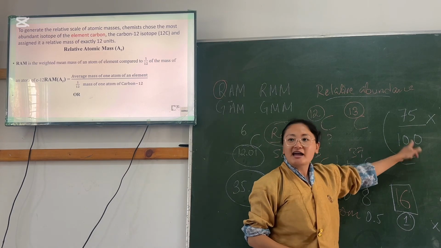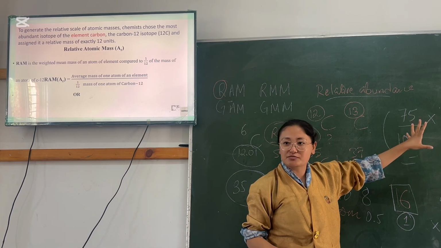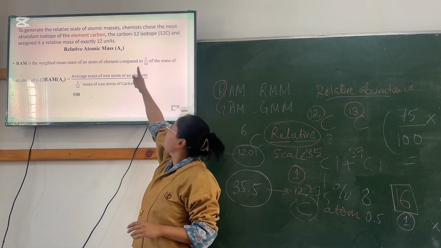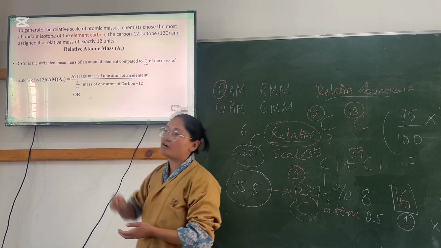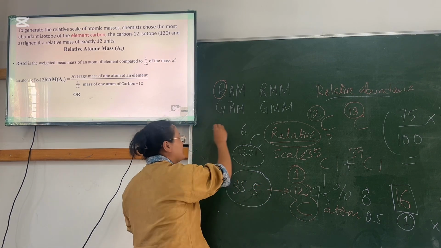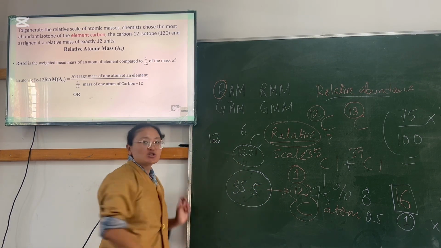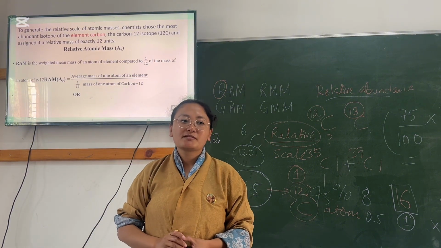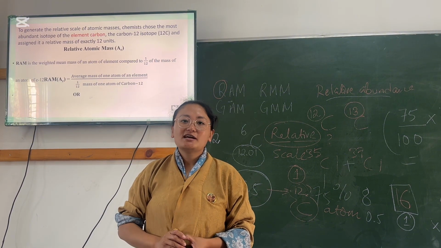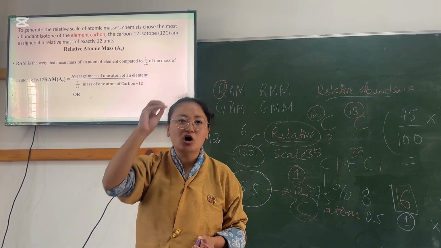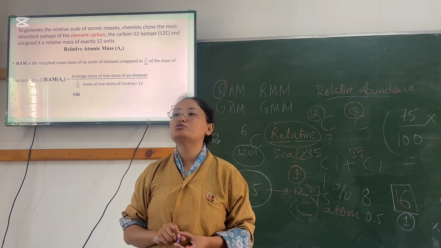You remember, it is the average of the isotopes, the weighted average mass. Then you compare it with 1/12 the mass of carbon 12. The mass of carbon 12 is 12, so 1/12 of that mass is what? They are comparing not with the whole mass of 12, but with 1/12 of the carbon 12 mass.